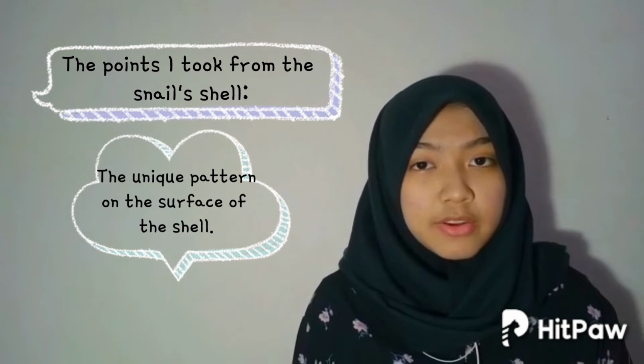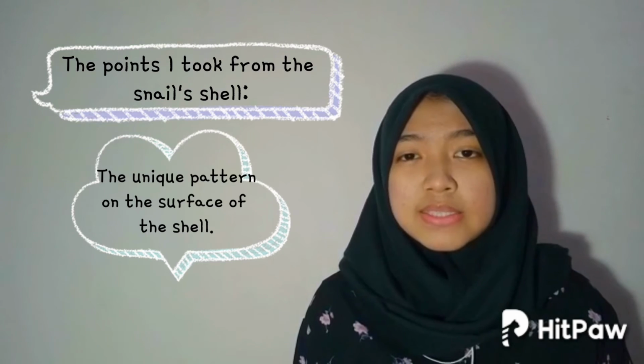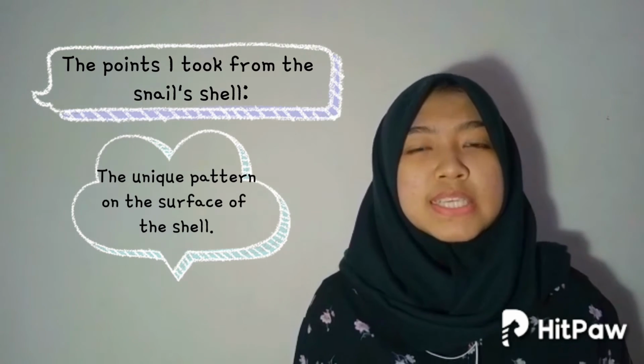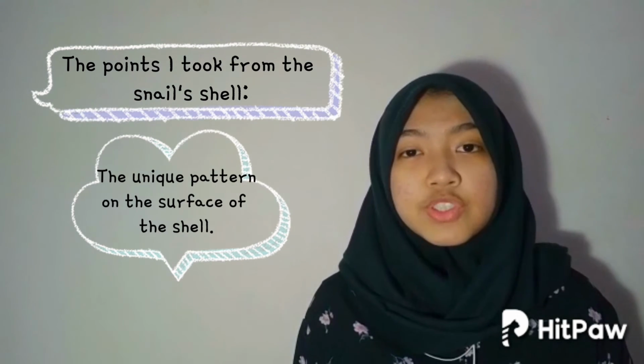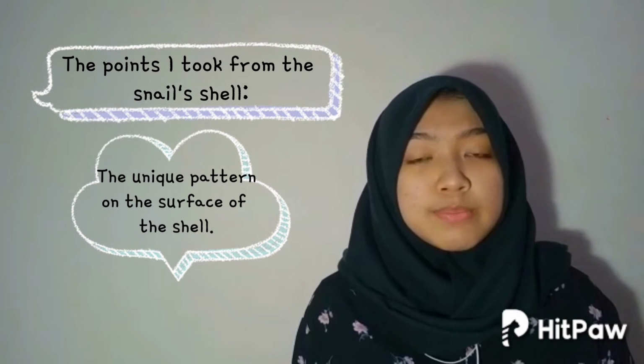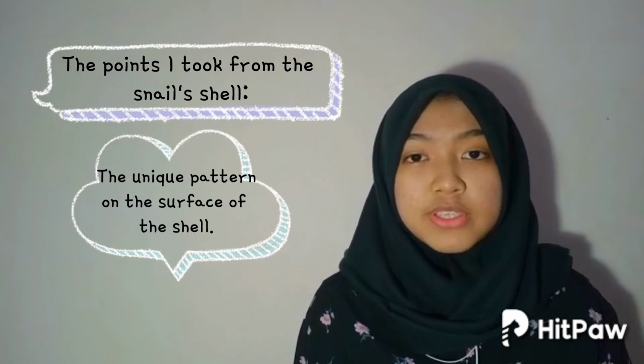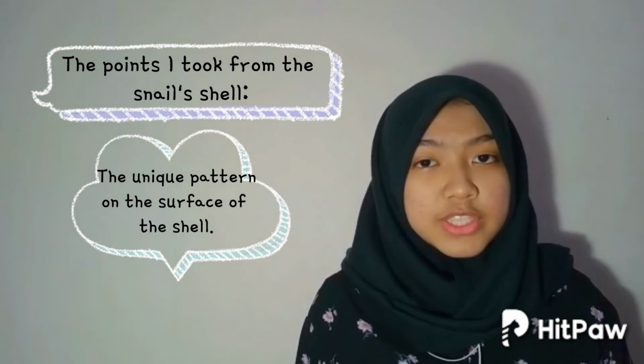If you look at the pattern, it has a random and irregular shape, but it still creates a good shape for the eyes. Besides, it also has two different colors arranged in a crisscross way. Therefore, from the inspiration, I made a composition taken from the shell of the snail.